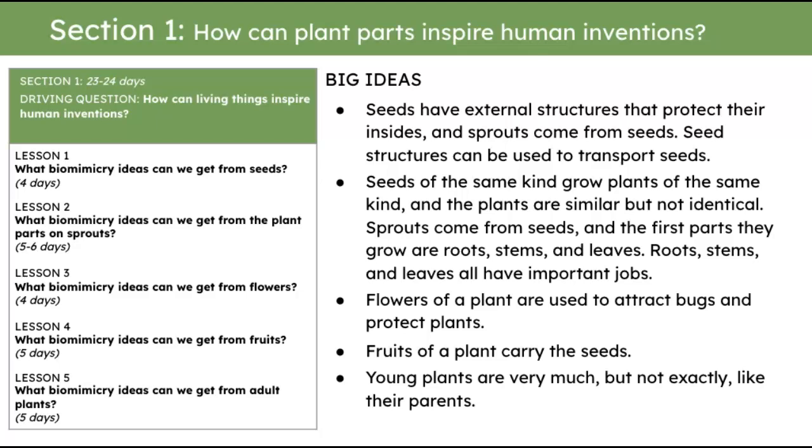Through the storyline in Section 1, students gain an understanding of these standards-based big ideas. Seeds have external structures that protect their insides, and sprouts come from seeds. Seed structures can be used to transport seeds. Seeds of the same kind grow plants of the same kind, and the plants are similar but not identical. Sprouts come from seeds, and the first parts they grow are roots, stems, and leaves. Roots, stems, and leaves all have important jobs. Flowers of a plant are used to attract bugs and protect plants. Fruits of a plant carry the seeds. Young plants are very much, but not exactly, like their parents.